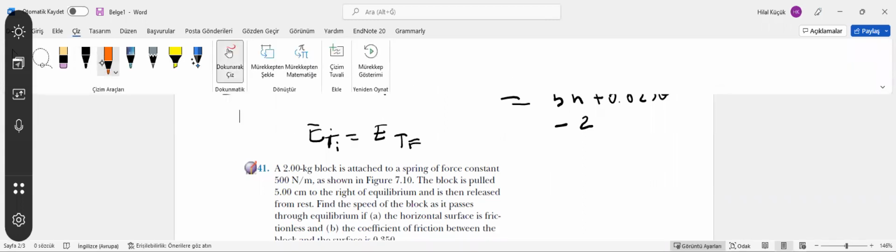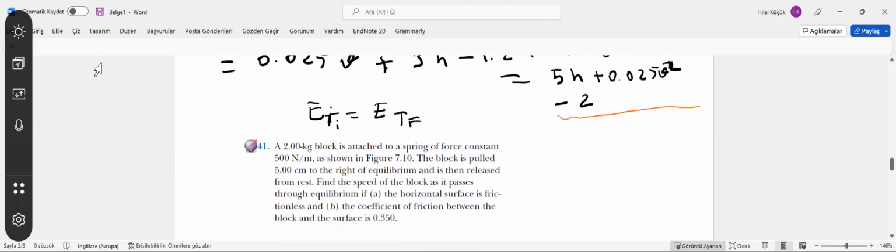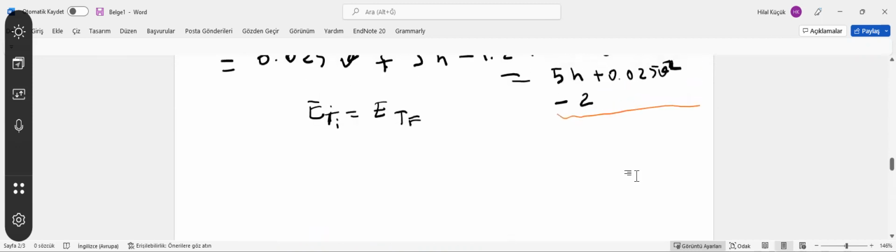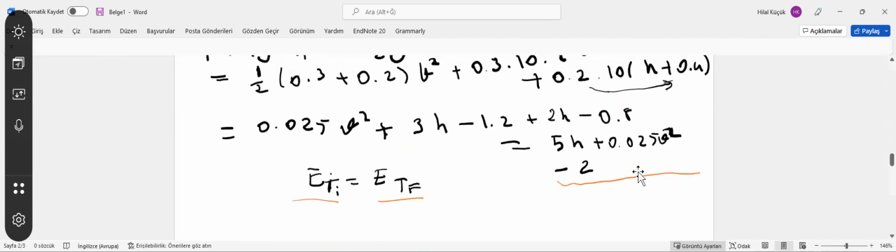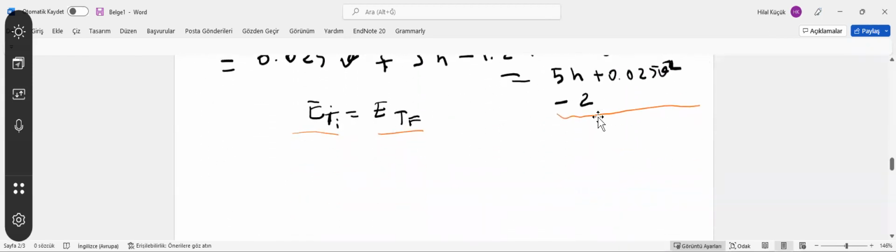Please just make equality. You just need to use this part. Initial must be equal to the final part. What was initial? 5h. Okay. Initial part is 5h. Final part is 5h equal to 5h multiplied by blah blah minus 2 and 0.025 v square.